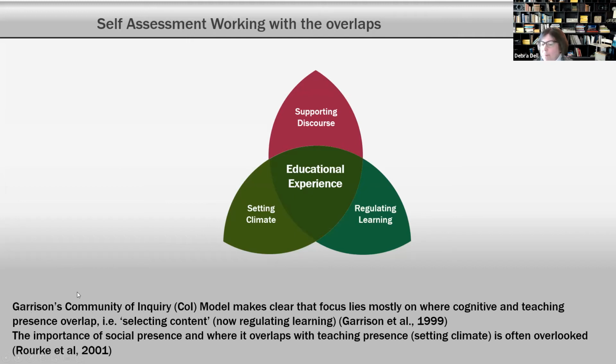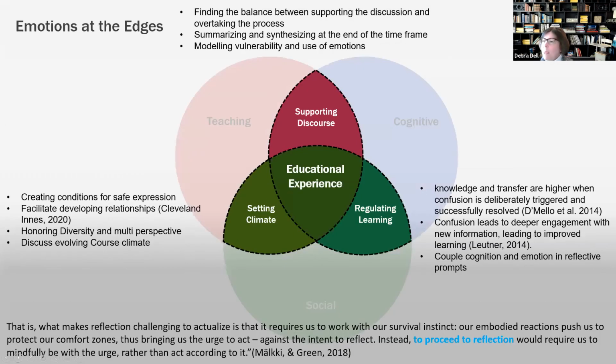So Garrison, way back early in the model, said that the focus lies where cognitive and teaching presence overlap, and that the importance of social presence and where it overlaps with teaching presence with setting climate is overlooked. So I didn't want us to overlook it, and I wanted us to think about the emotions as kind of being at the edges.